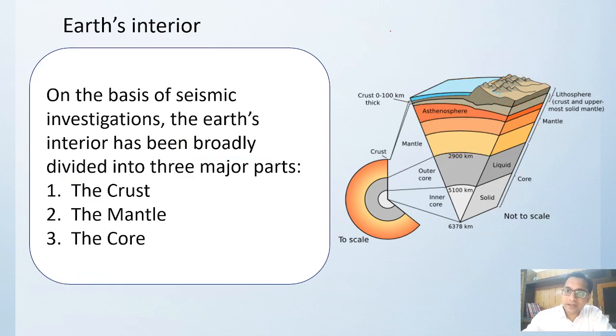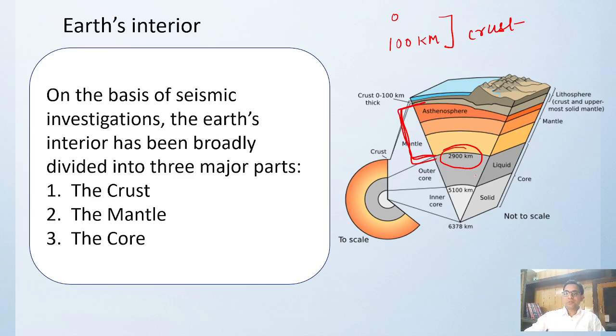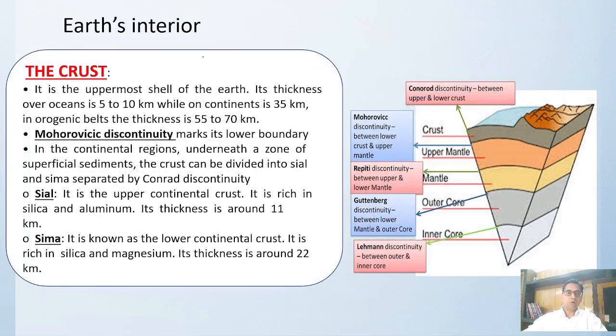You can see here from 0 to 100 kilometers, you have the crust, the Earth's crust. After 100 kilometers up to 2900 kilometers, you have the area of the mantle. Then from 2900 kilometers to 6378 kilometers, you have the outer core and inner core. It is not to scale, but it just gives you an idea. Now, the crust.